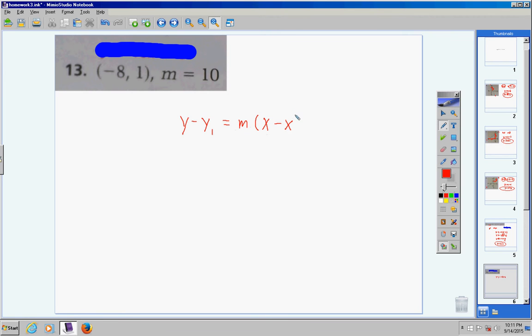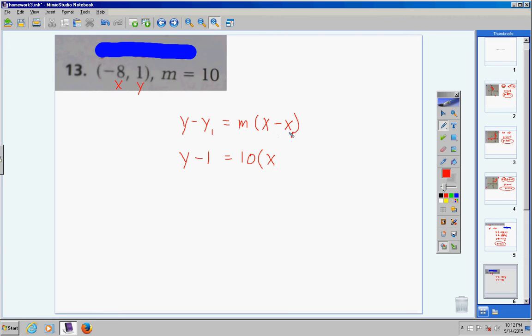And so here we go, okay? This is my x value, this is my y value, and this is my slope. y minus y subscript 1, which is 1. So y negative 1 equals m. I'm going to substitute 10. And then x, this should be subscript 1 here, sorry about that.